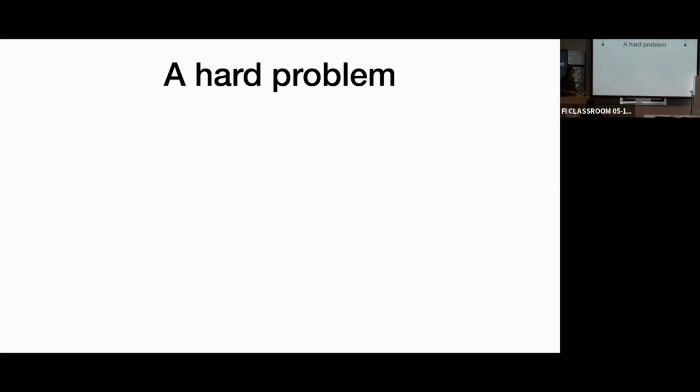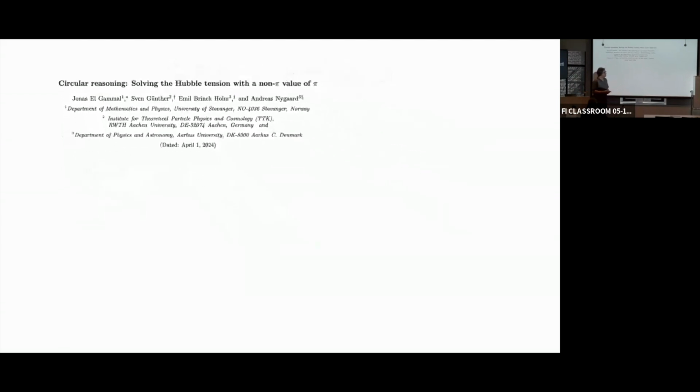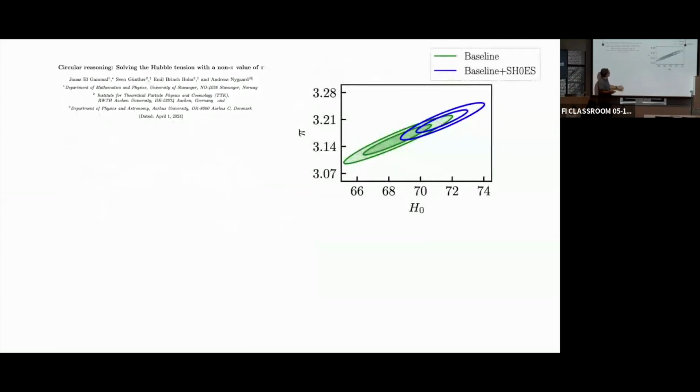How hard of a problem is it? Let me just emphasize how hard of a problem it is. Okay. This is a paper that came out earlier this year. A bold proposal that possibly the Hubble tension could be solved by changing the value of pi. All right. So they did this analysis, and they found that by allowing a slightly higher value of pi, indeed, you could fit the Hubble data.